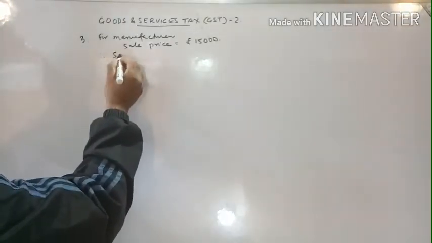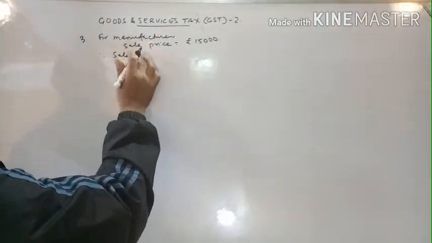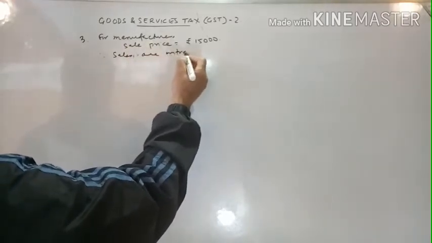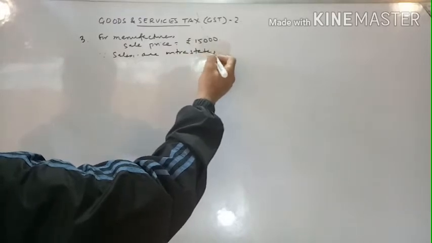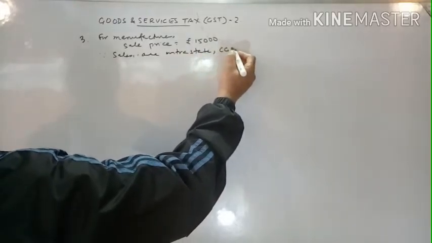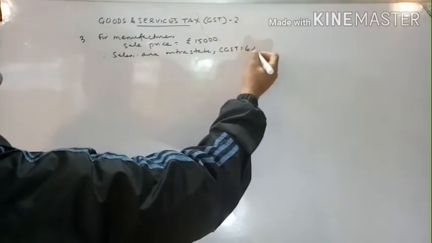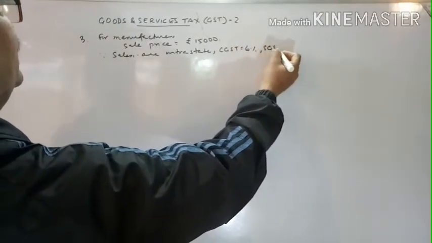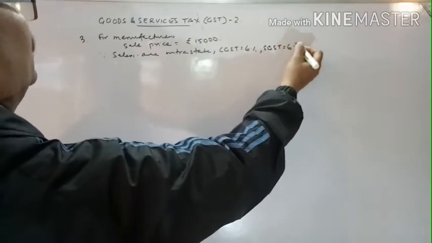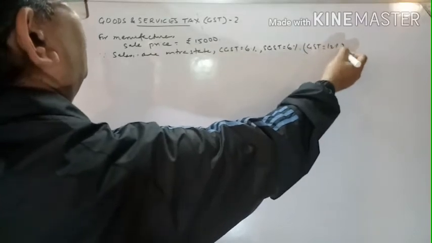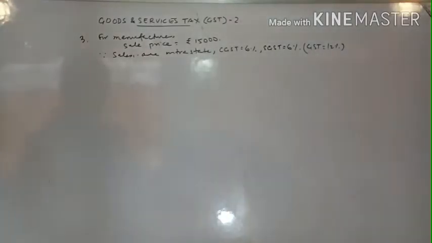Now since the sales are intrastate, CGST is equal to 6% and SGST is equal to 6%, because GST is equal to 12% given. Okay, so GST is 12%, so CGST is 6% and SGST will be 6%.